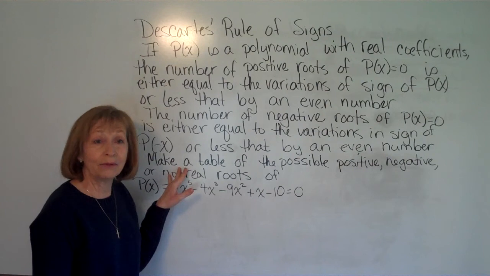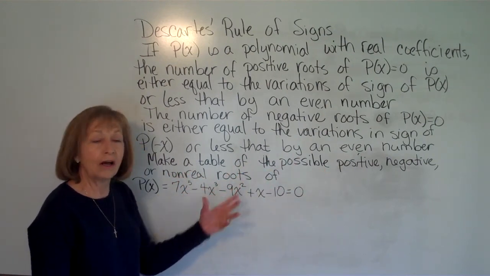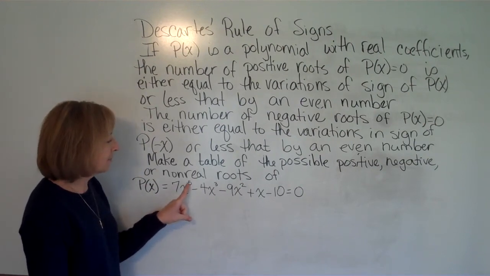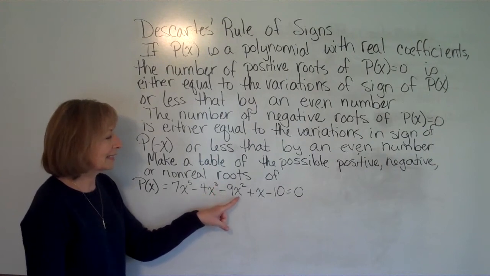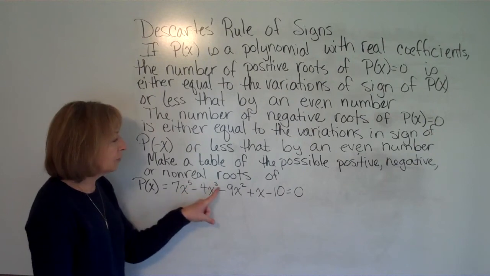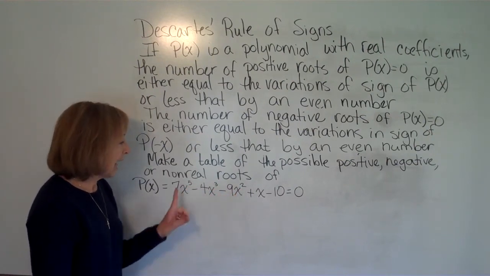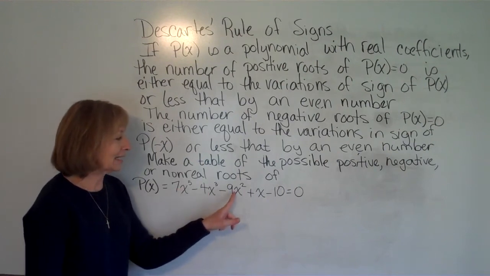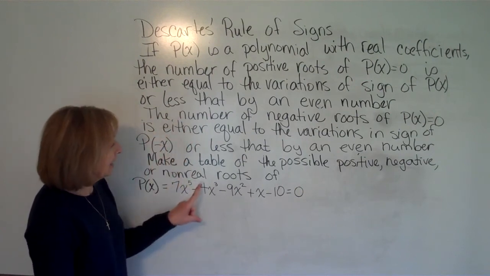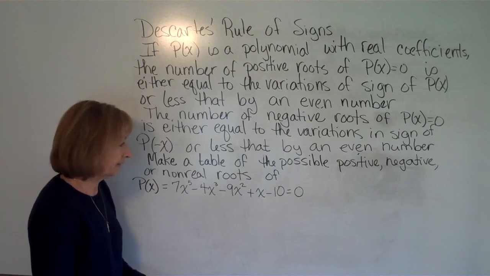And then we're going to make a table of the possible positive, negative, and non-real roots of this polynomial equation, p of x equals 7x to the 5th minus 4x cubed minus 9x squared plus x minus 10 equals 0. So notice it's a polynomial equation. Its exponents are whole numbers on the variables. I don't have any i's as coefficients in front of my x's, so it has real coefficients. And it's in descending order. That's something that's very important in the setup of it.